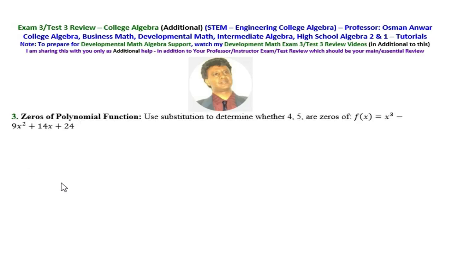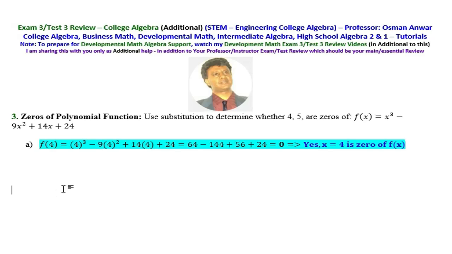Number 3, zero of polynomial function. Use substitution to determine whether 4 and 5 are zeros of f of x equals x cubed minus 9x squared plus 14x plus 24.